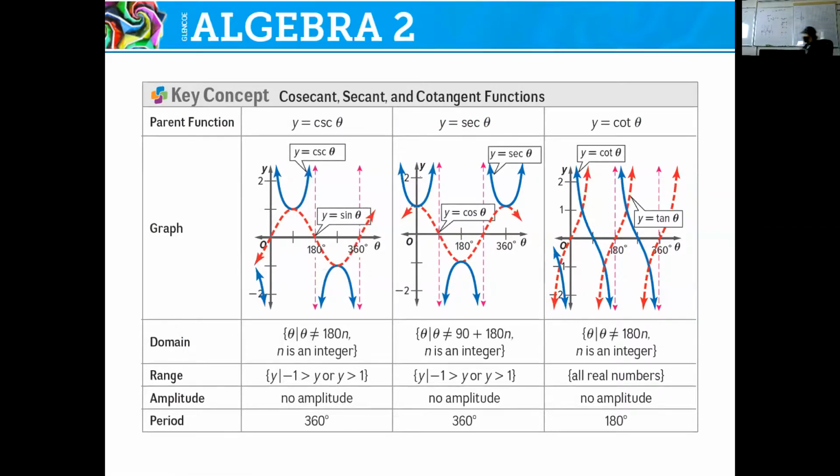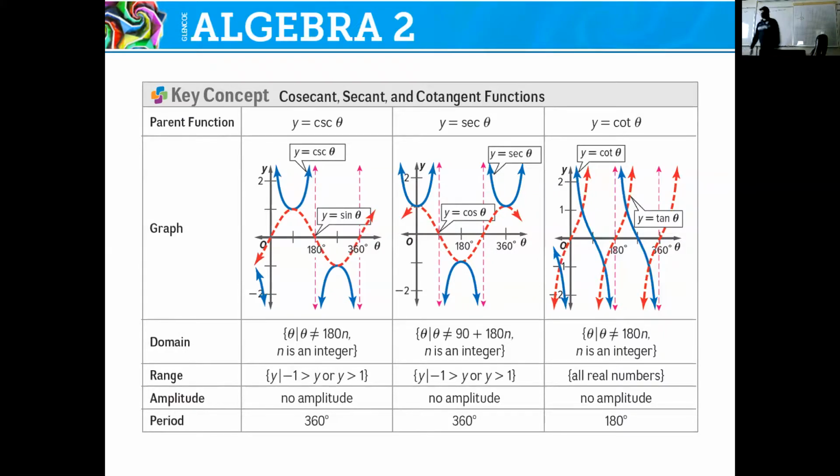Time for the fun ones. Cosecant, secant, and cotangent. Okay, for cosecant and secant, it's much easier to think about graphing a sine and cosine function. Okay, for tangent and cotangent, it's easier to think about graphing the reciprocal of it.